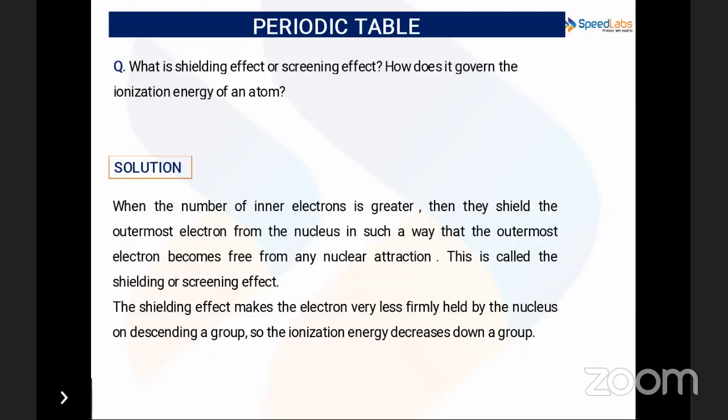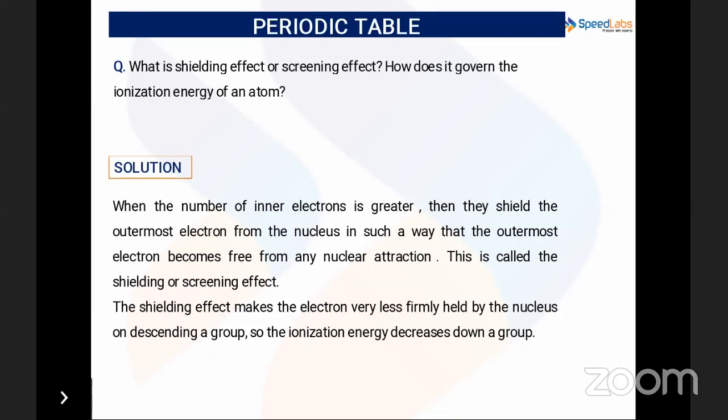न्यूक्लियर फ्यूजन में क्या हो रहा है, when electron farthest from the center of the atom, they are pulled away, right? So how does it govern the ionization energy of an atom? The shielding effect makes the electron very less firmly held by the nucleus on descending group, so the ionization energy decreases down the group. One very important thing here, always remember, ionization energy decreases down the group.